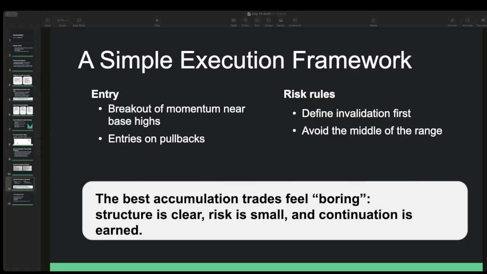Yeah, you can look at accumulation on any time frame, right? At the end of the day, guys, accumulations or distributions can happen on any time frames. However, we want to be paying attention to the daily.